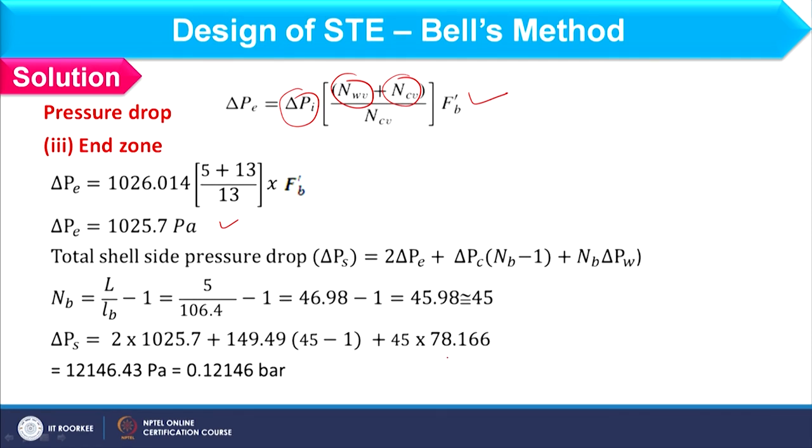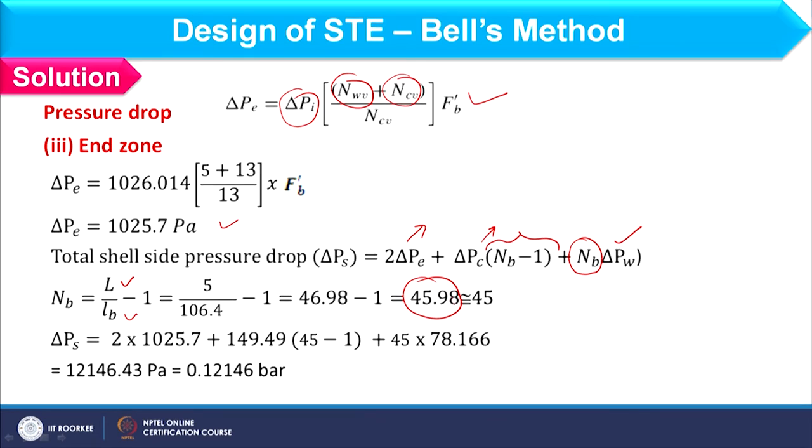So, considering all these values, you can find out delta PE as 1025.7 Pascal. Total shell side pressure drop, that is delta PS, should be equal to 2 into delta PE because we are having 2 end zones, plus delta PC, that is the pressure drop in cross flow zone into total cross flow zones, and similarly pressure drop in window zone into total window zones in shell. So here we have to find out NB value, that is the number of baffles, and that should be equal to capital L by LB minus 1. So you can find out 45.98 as NB.